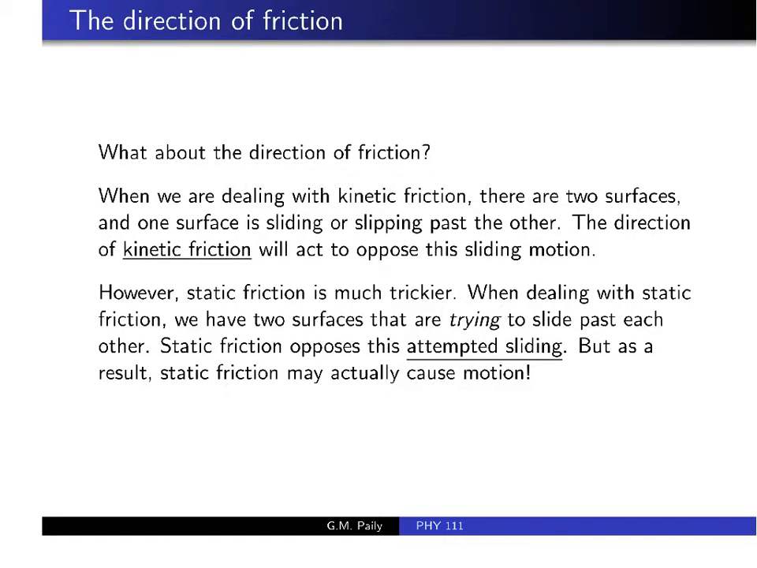Static friction, finding the direction of that, is a little bit trickier. Here we have two surfaces that are trying to slide past each other, and static friction opposes this attempted sliding. Strangely enough, though, this may, as a result, actually cause motion. Here is an important everyday example.